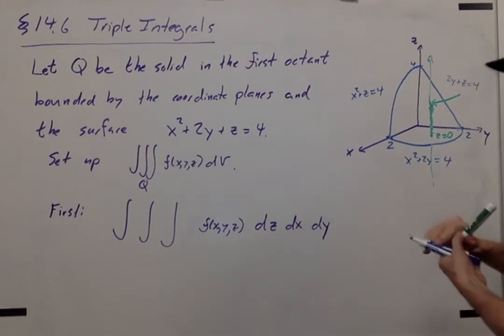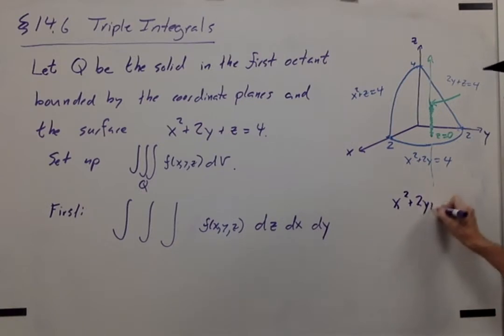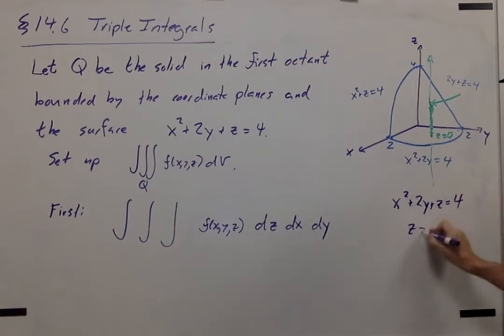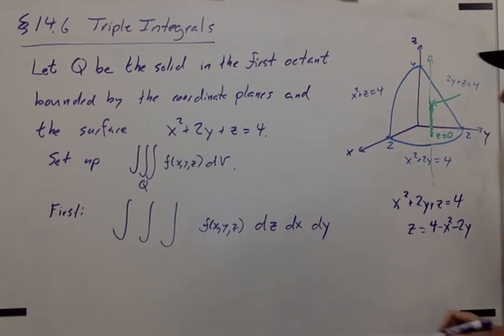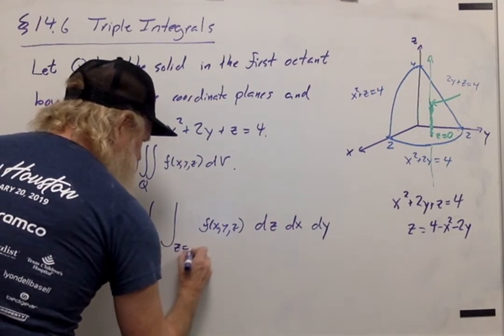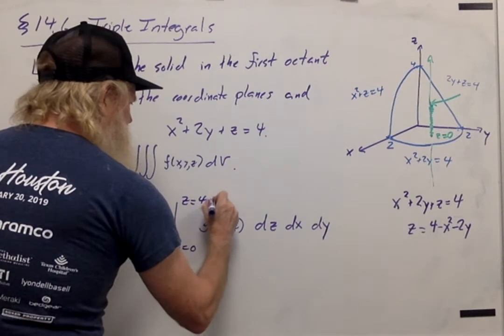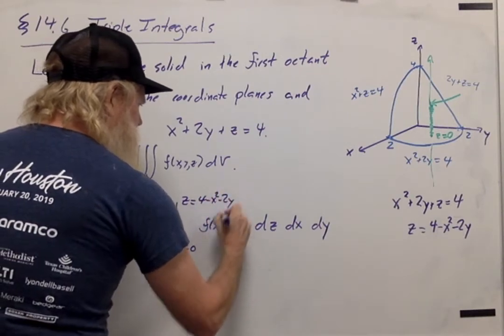Now remember, the equation for the surface is x squared plus 2y plus z equals 4. And I need to write that in the form z equals. So that'll be z equals 4 minus x squared minus 2y. So my bounds on z are from z equals 0 to z equals 4 minus x squared minus 2y.